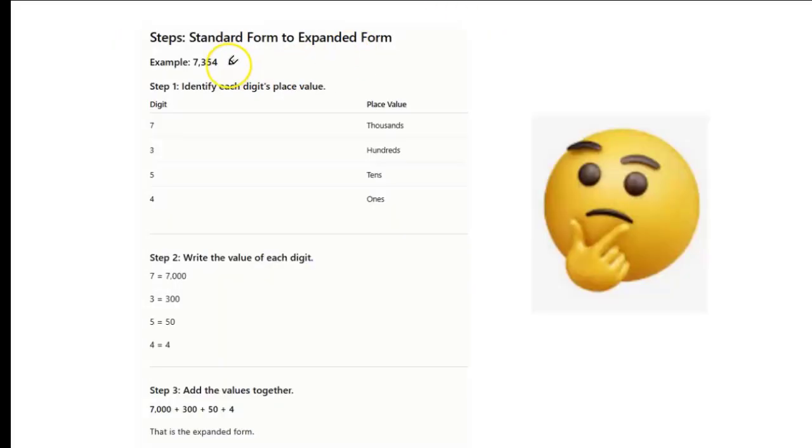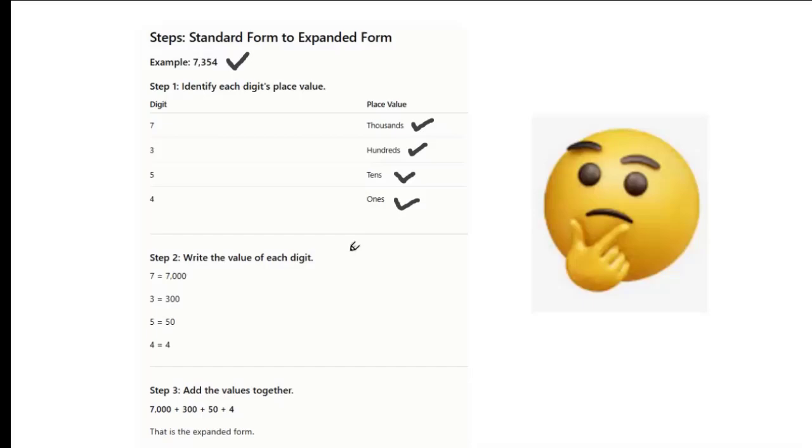Let's go through the steps and then we'll practice. The first thing you want to do is read the number that's in the standard form, 7,354, and then give each one of them a place value. When we practice, I'm actually going to use a place value chart. Use that if you can't remember, okay? It's there to help. The 7's in the thousands place. The 3 is in the hundreds place. The 5 is in the tens place, and the 4 is in the ones place.